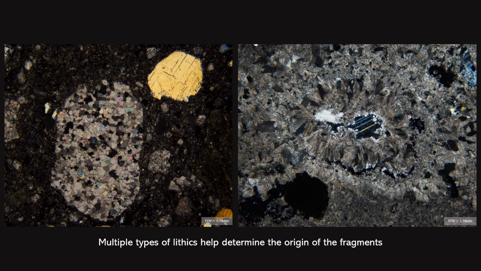On the left is a carbonate lithic, mostly made up of dolomite with some quartz and a few unidentified opaque grains. The right is another sedimentary lithic with a large calcite grain in the center.